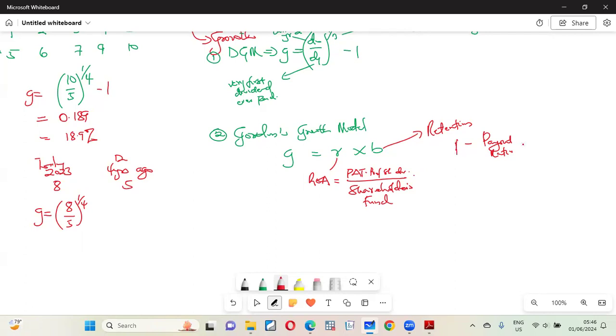What is a payout ratio? Payout ratio is simple. A share is the unit of equity ownership in a business. So if you have a share, you are part owner of a business. So that is what a share is.